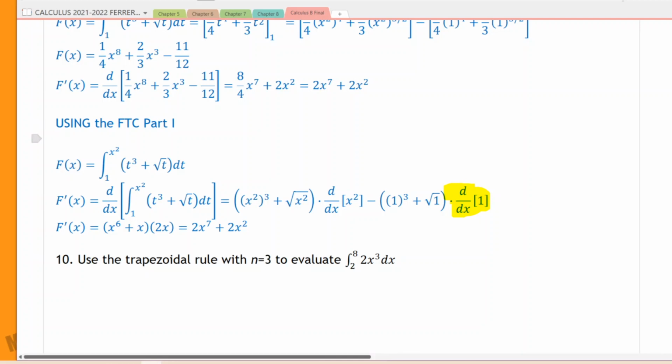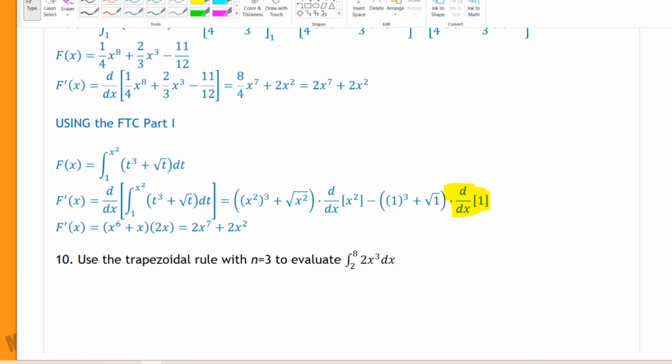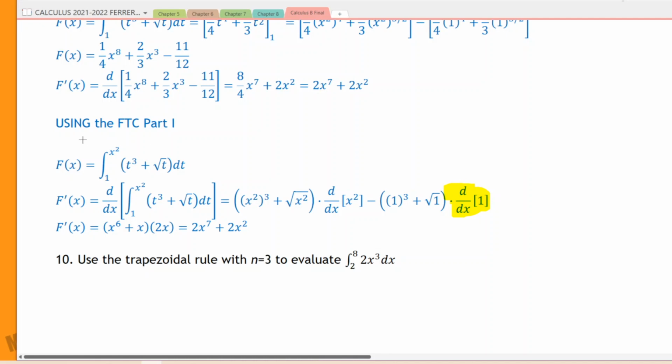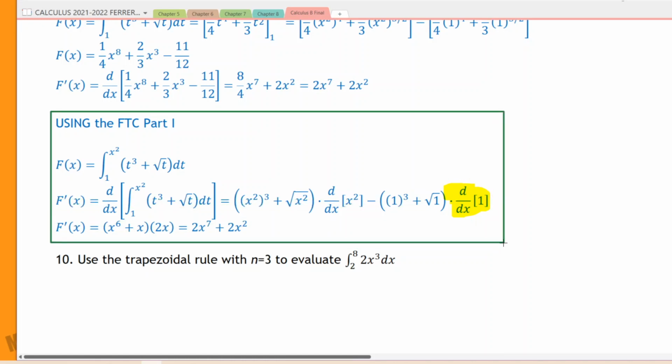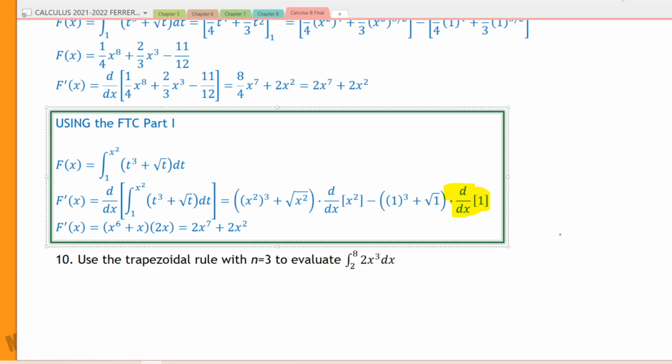Now this right here is the way that you are meant to do this problem. You are not meant to find an antiderivative and take a derivative because, like I said before, you're not always going to have a function in there that you can find an antiderivative with.